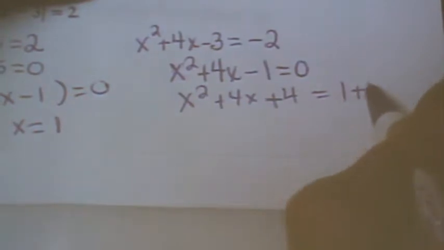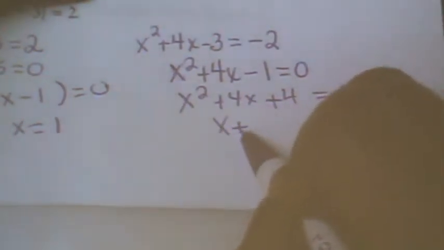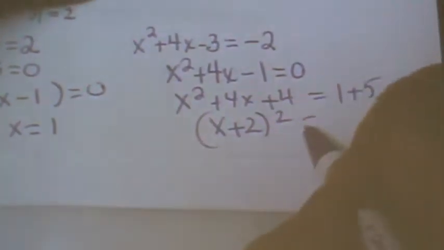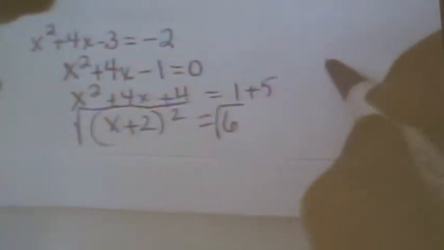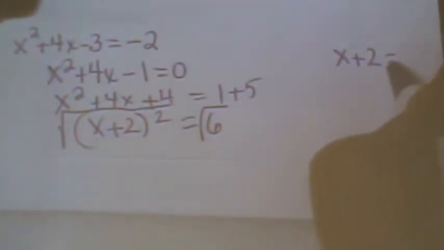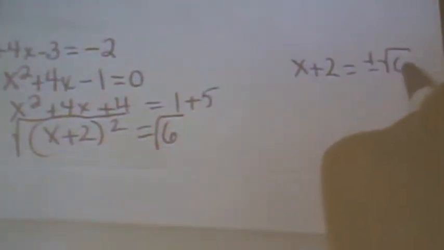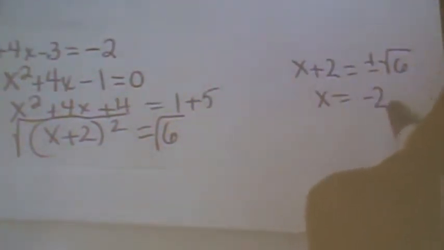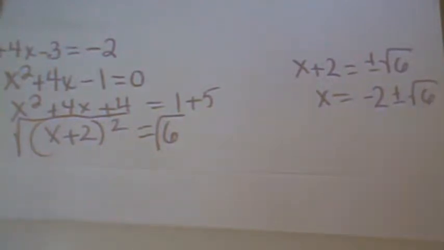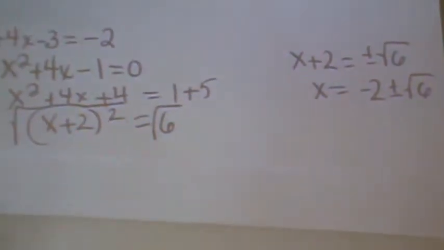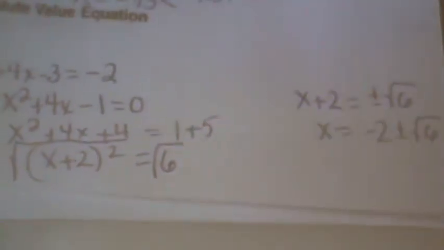Add 1, half of this squared. Factor, this is what you did yesterday. And then square root both sides. So you get x plus 2 equals plus or minus √6, and then subtract 2. And you're gonna wanna check your answers to see if they work.